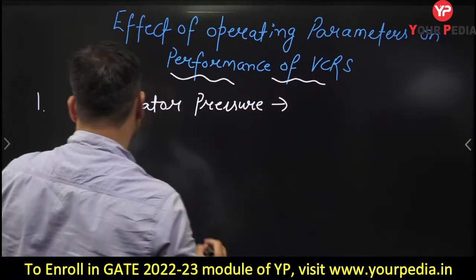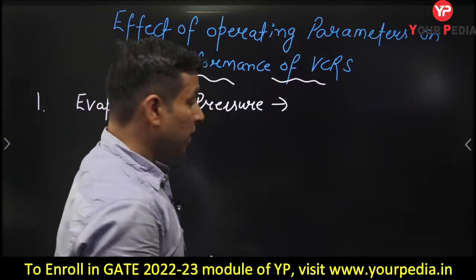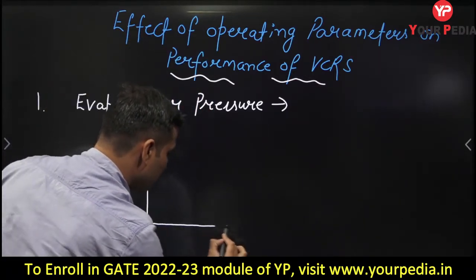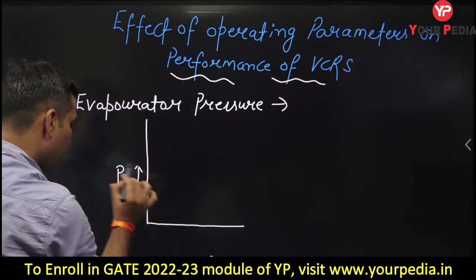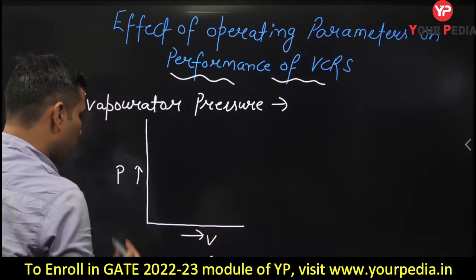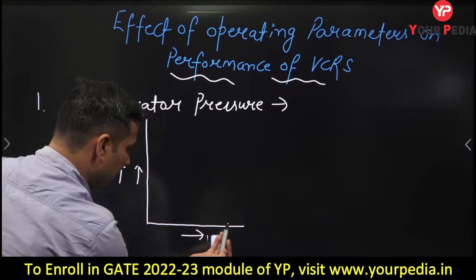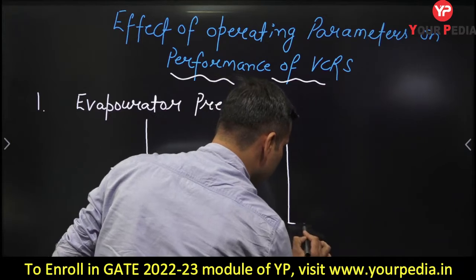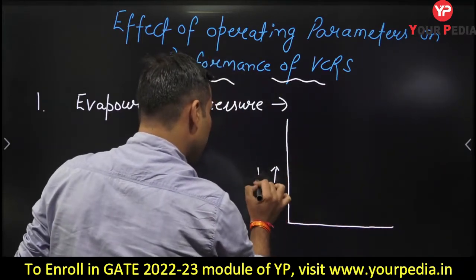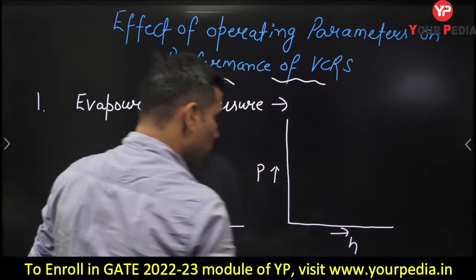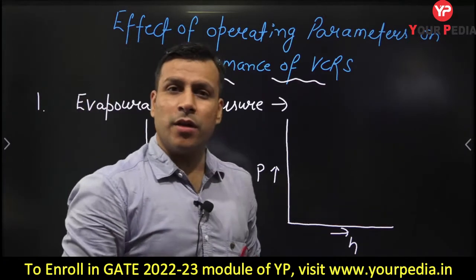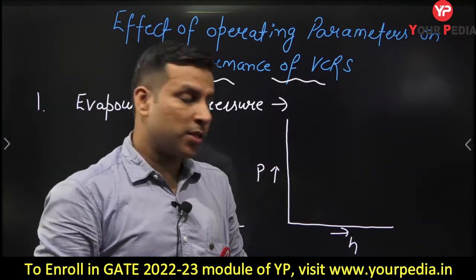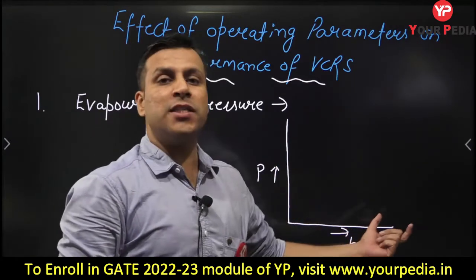Suppose I draw here the VCRS cycle diagram. This is the pressure axis, this is the volume axis. Or let me draw the TS diagram and the pH diagram, because these two diagrams are more important for us. Here pressure, and here enthalpy. When we obtain the refrigeration effect and the work input into the VCRS system, all those we get in terms of change in enthalpy only.